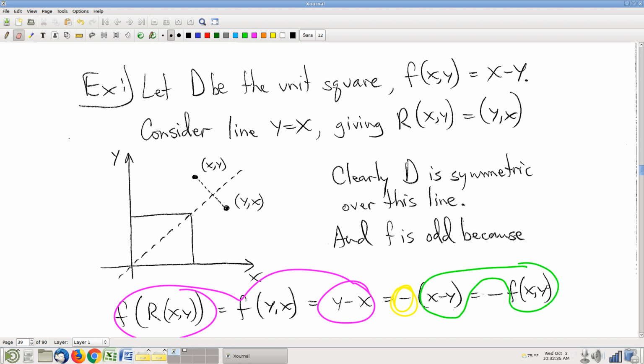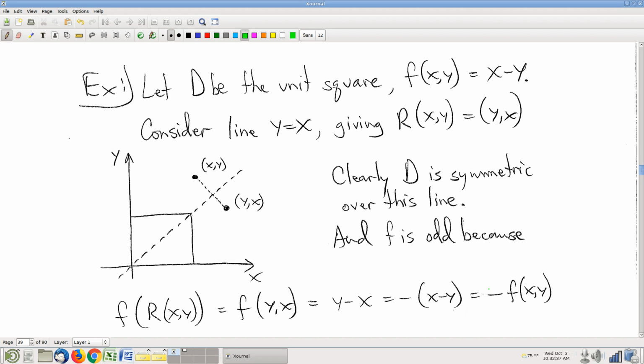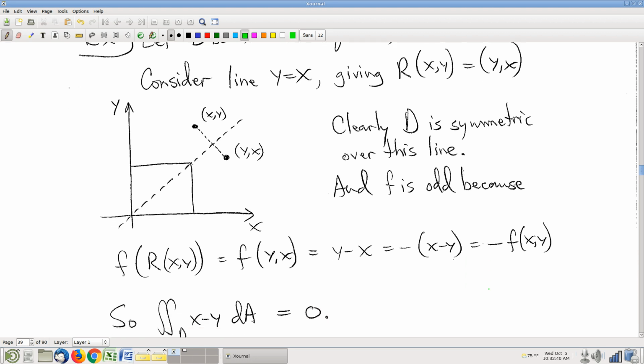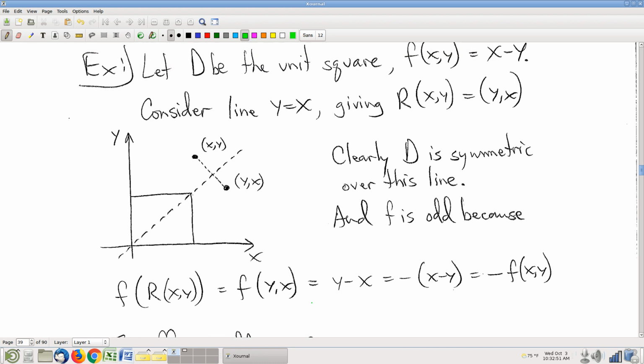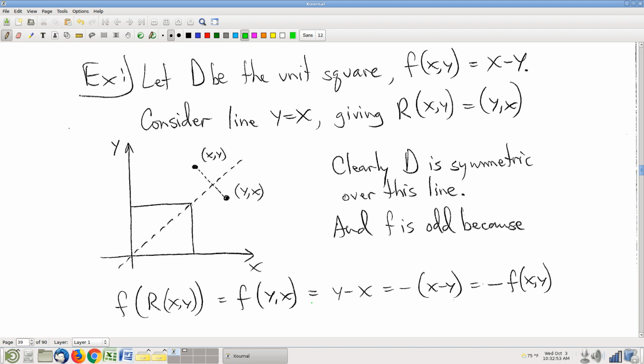Okay, so the function has odd symmetry, and the domain is symmetric over the line, so the integral is equal to 0 by symmetry. Everybody see how the argument works? Okay, yeah. Can you explain again how you got r of x, y equals? Yeah, it's just a geometry problem.